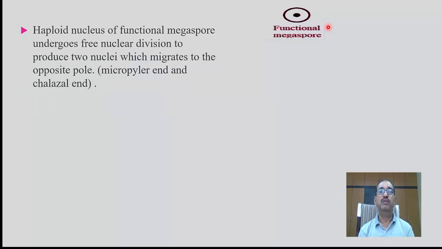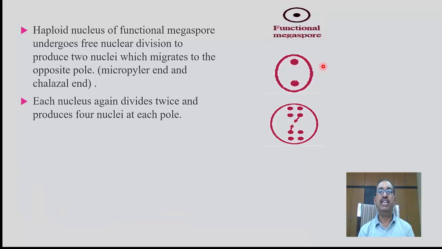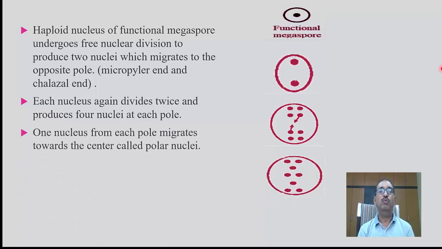This functional megaspore is haploid. It undergoes free nuclear division to produce 2 nuclei which migrate toward opposite poles, one toward the micropylar end and one toward the chalazal end. Each nucleus again divides twice to produce 4 nuclei at each pole. Then one nucleus from each pole migrates toward the center to form polar nuclei.